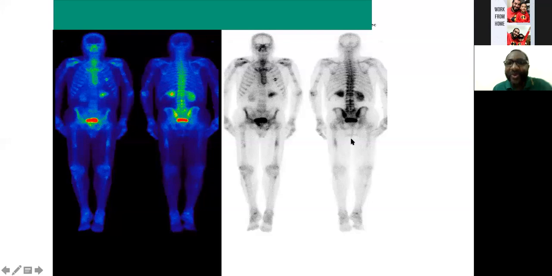So always, whenever you see irregular uptake in the lumbar spine or in the spine, always ask for an additional SPECT, so that the SPECT will give you a 3-dimensional view, because there is no way you will be able to say whether this lesion is degenerative or metastasis.